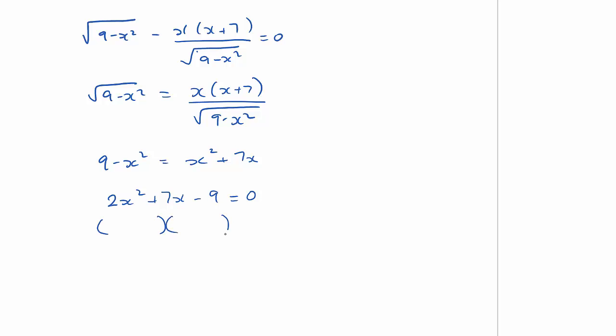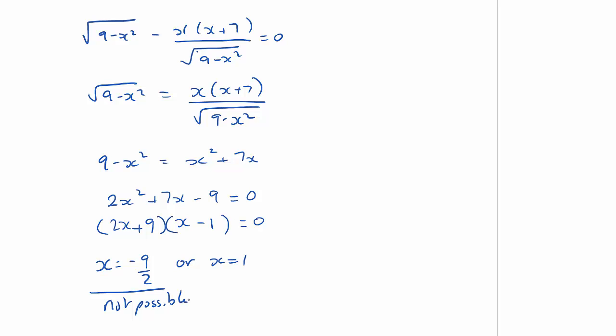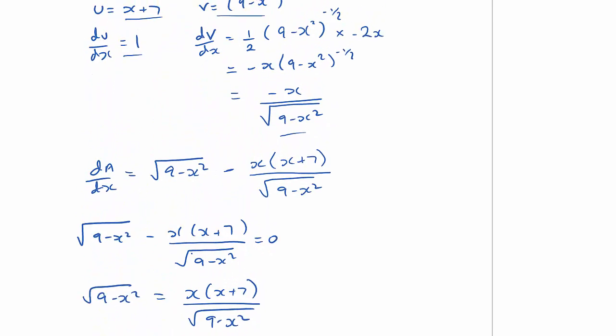So can we factorize this? Let's hope so. So we've got 2x and x. And so if we have 3 and 3 won't do it. So if we have 9 and 1, and this one's a plus and this one's a minus, that will do the trick. And so we get x equals negative 9 over 2 or x equals 1. And this one here is not possible because at the very beginning x was a length and a length can't be negative. So we have that x is equal to 1.